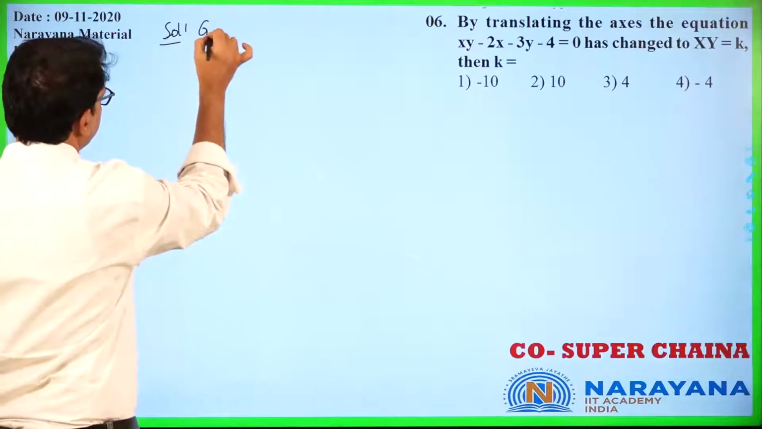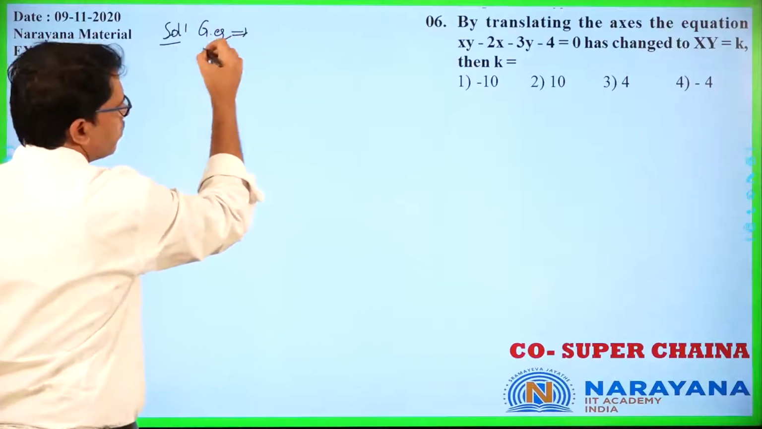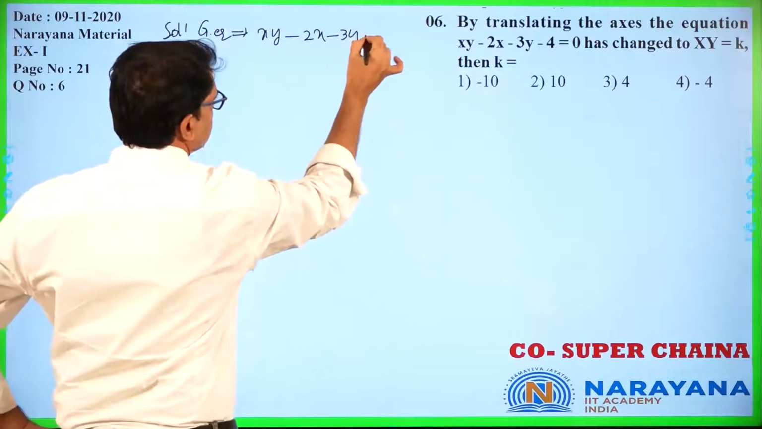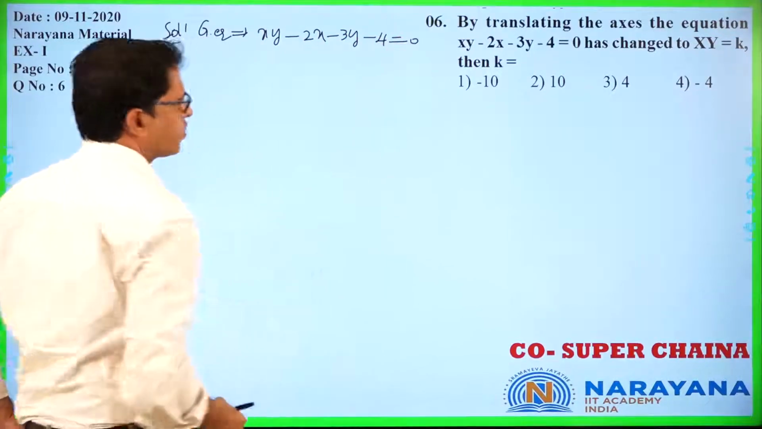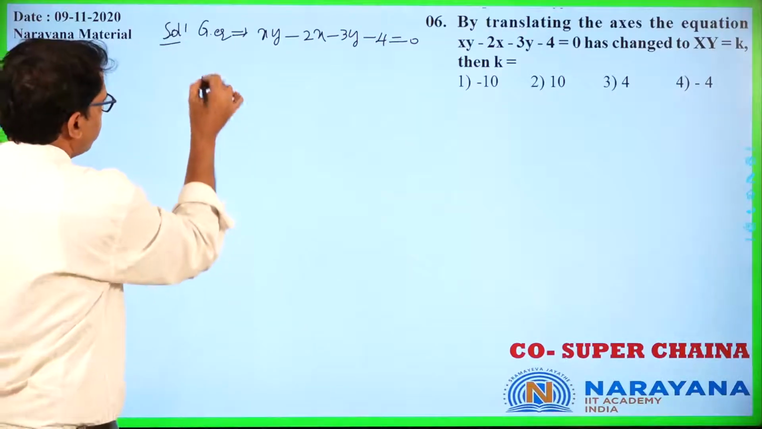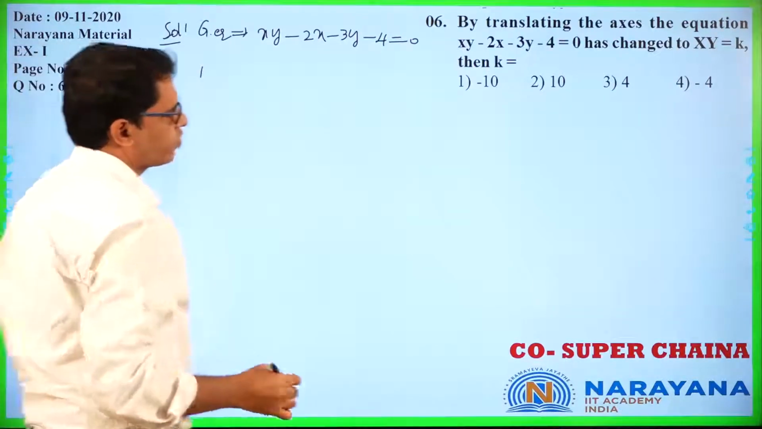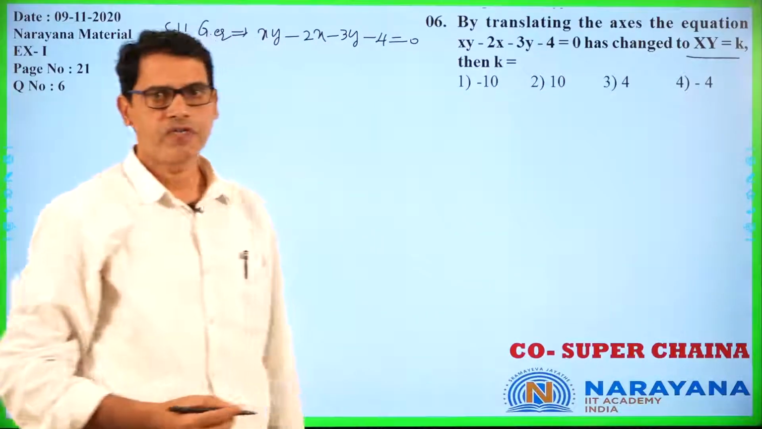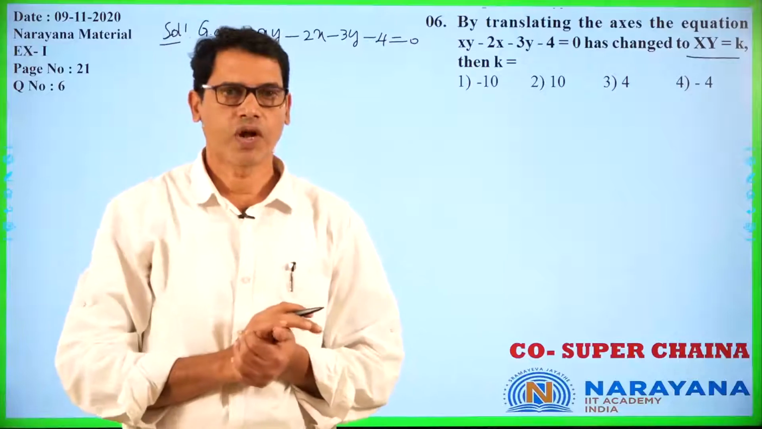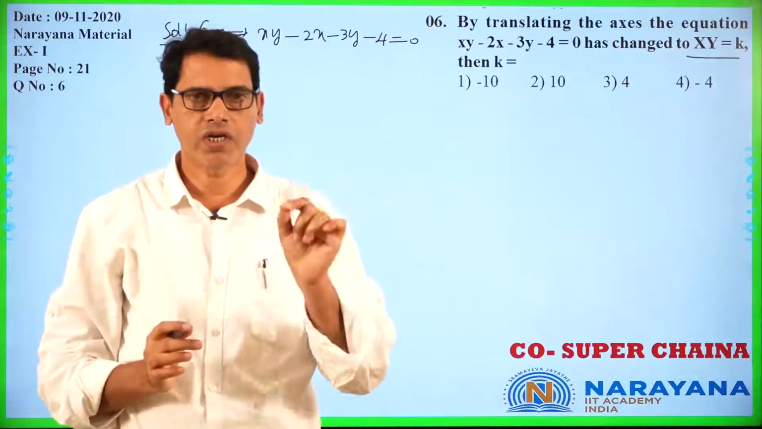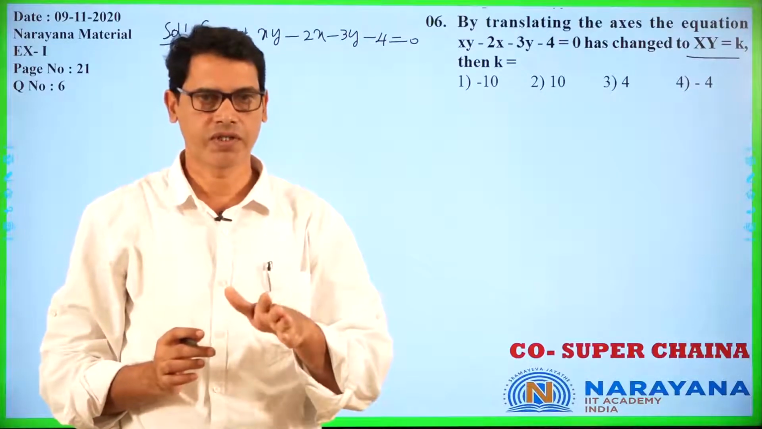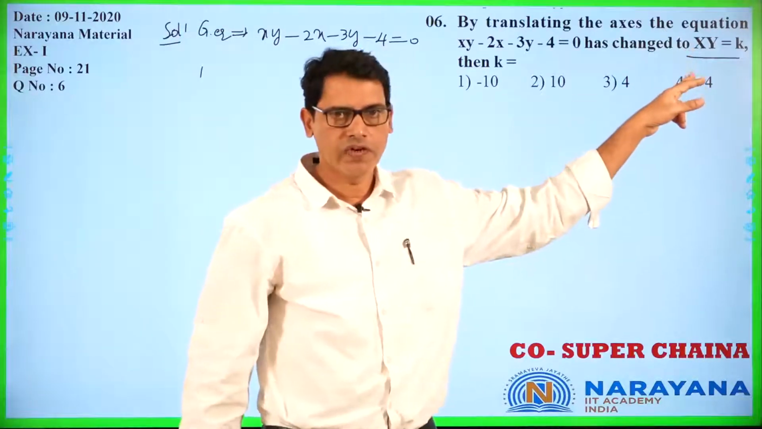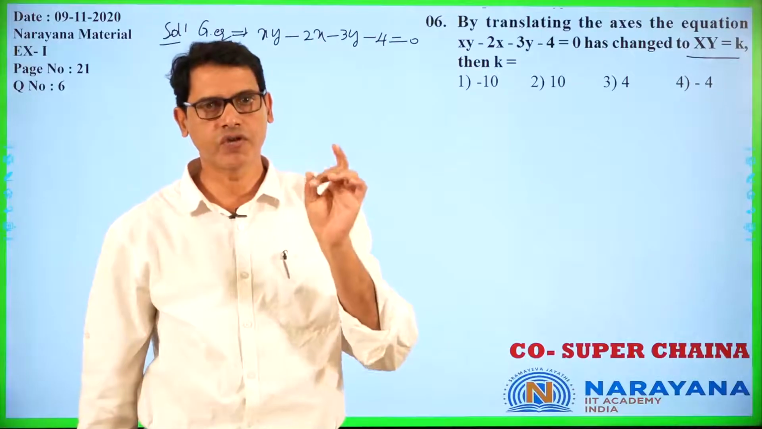The given equation is xy minus 2x minus 3y minus 4 equals 0. The transformed equation is xy equals k. You observe the transformed equation: it does not contain first degree terms. Are you getting the point? In the transformed equation there is no x term and no y term.